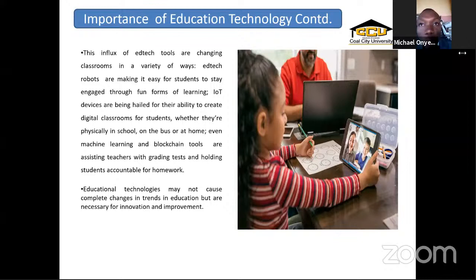But mind you, education technology cannot replace the teacher. It cannot replace the school totally as of now, and I don't know about the near future, but it is going to improve the process, making the teacher more effective, making the school more responsive to the learners' needs, and all of that.